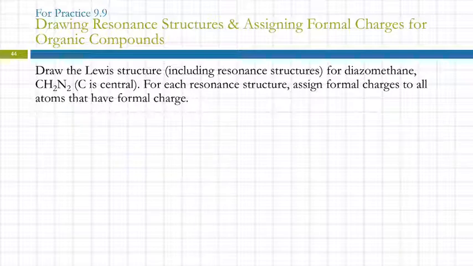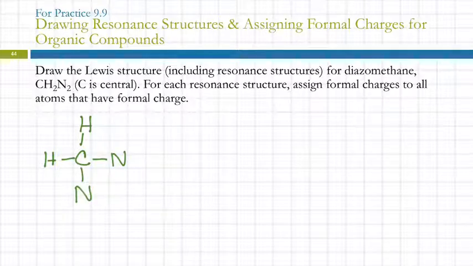So we start with trying to figure out how we're going to connect this. It says that carbon is central, so let's try putting the hydrogens and the nitrogens on that carbon. That's carbon being central, right? And we're going to count up electrons. Carbon has 4 valence electrons, 2 hydrogens each have 1, 2 nitrogens each have 5.